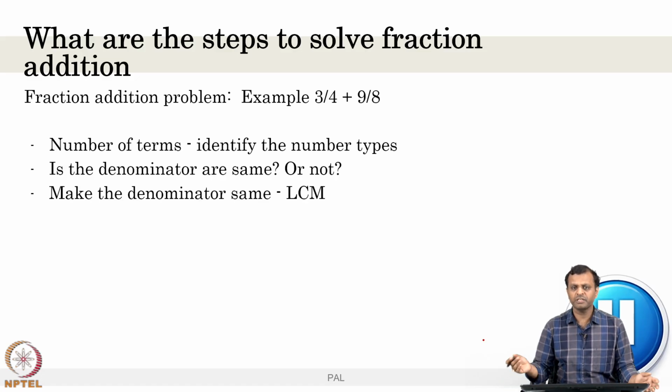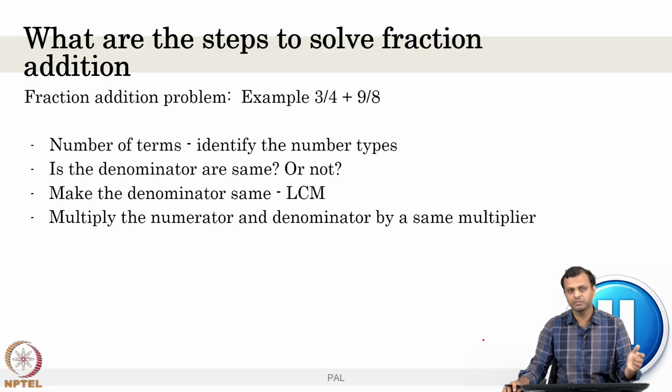To do that, we should find the least common multiple. Here it is 8, so 4 can be multiplied by 2 to make the denominators the same. So, we should know how to identify the least common multiple. This is a sub-concept, a prerequisite concept required for this addition. Then multiply the numerator and denominator by the same multiplier. If you are multiplying by 2 to convert 4 into 8, you should use the same multiplier for the numerator also. So, 3 multiplied by 2 is 6, and 4 multiplied by 2 is 8.